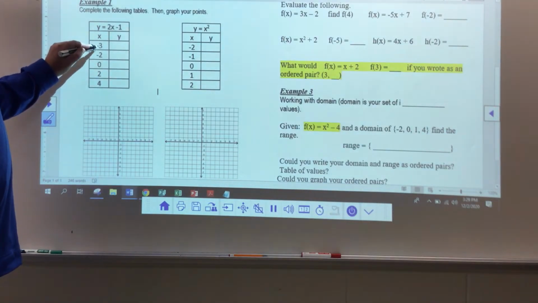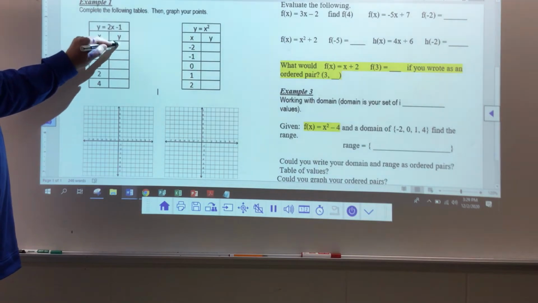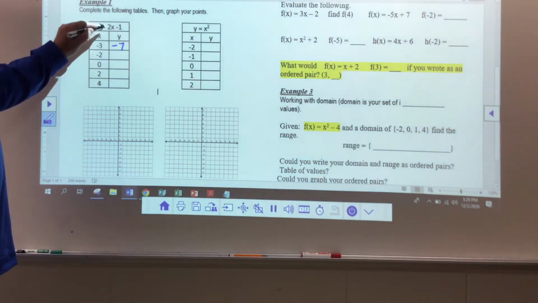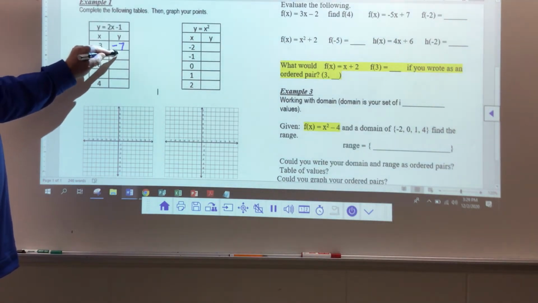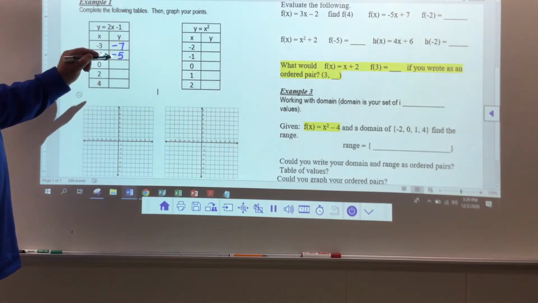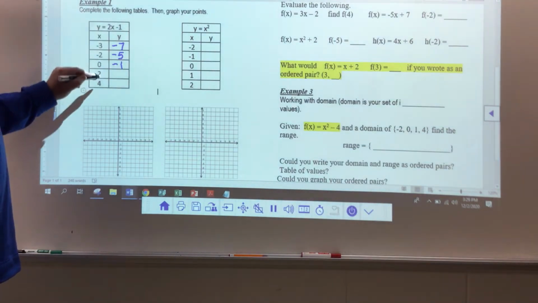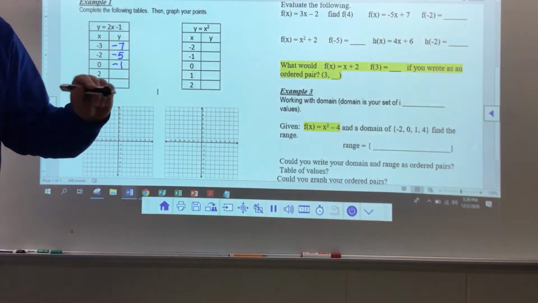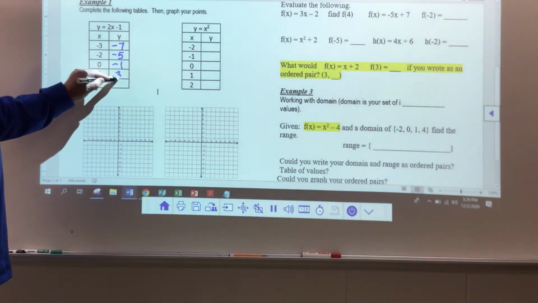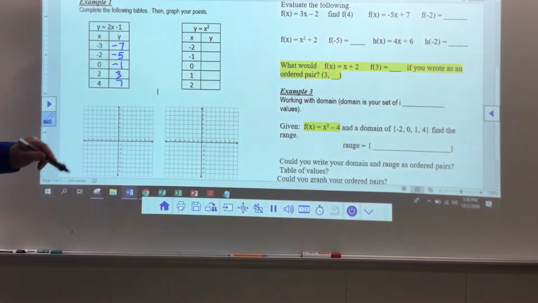If I input -3, 2 times -3 is -6, minus 1 is -7. 2 times -2 is -4, minus 1 is -5. 2 times 0 is 0, minus 1 is -1. 2 times 2 is 4, minus 1 is 3. And then 2 times 4 is 8, minus 1, which gives you 7. So let's go down here and graph these.